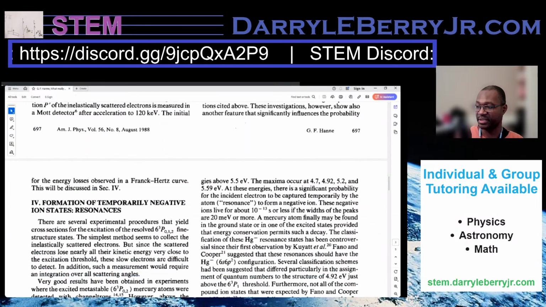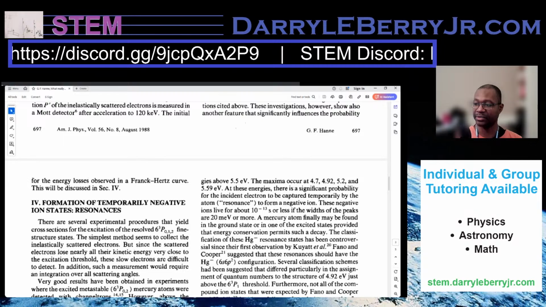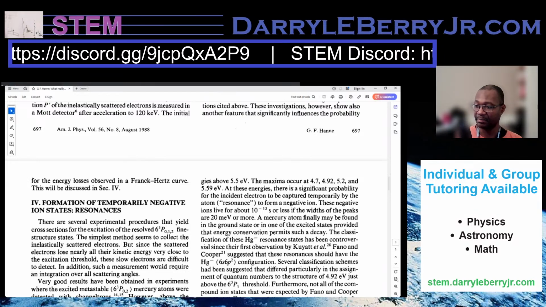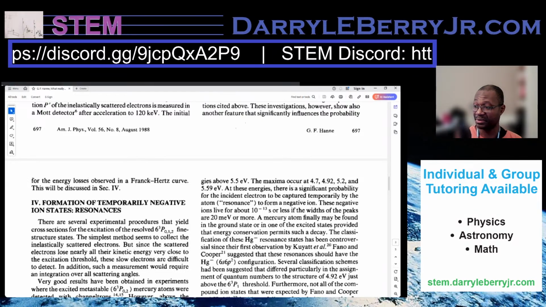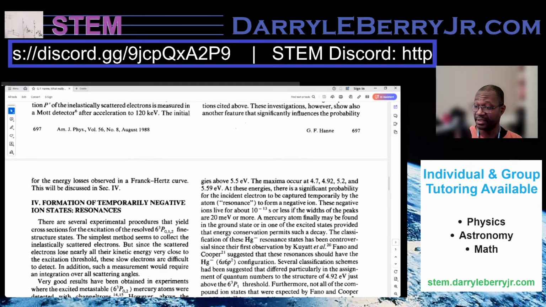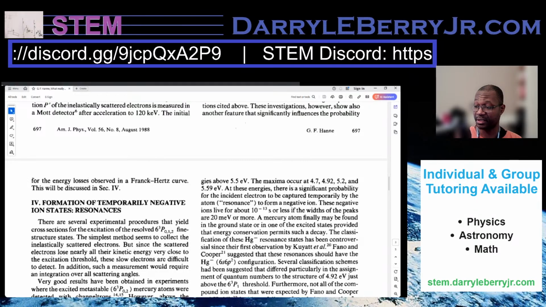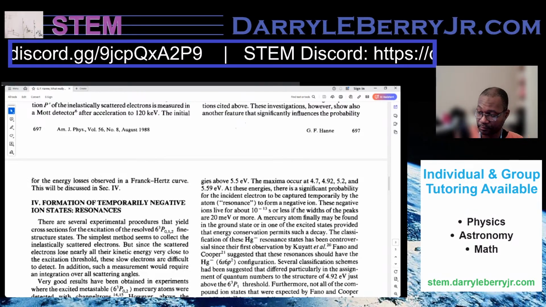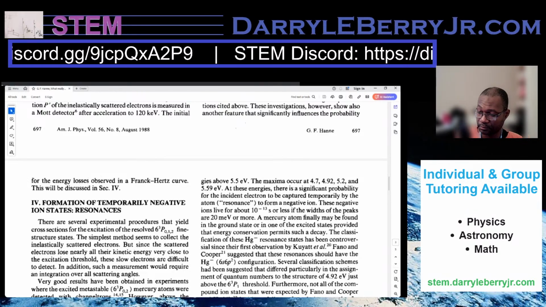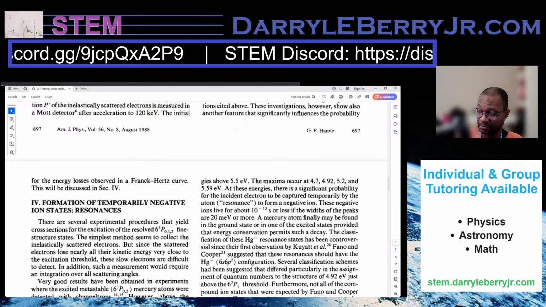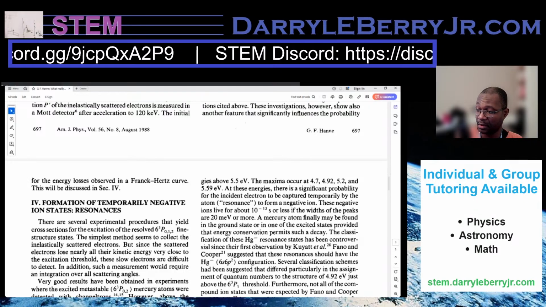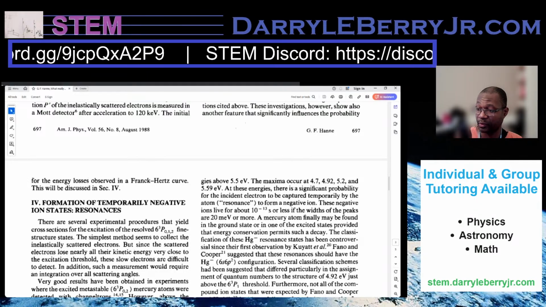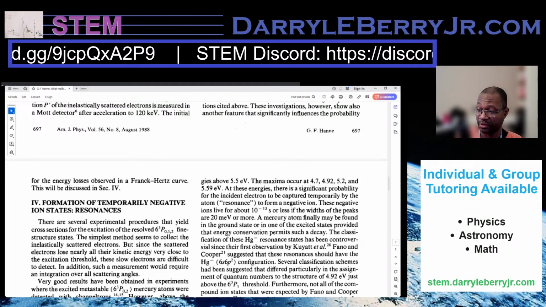At these energies, there is a significant probability for the incident electron to be captured temporarily by the atom and to form a negative ion. Interesting. These negative ions live for about 10 to the negative 3 seconds, so that's about what? 10 picoseconds or less if the widths of the peaks are 20 microelectron volts or more.